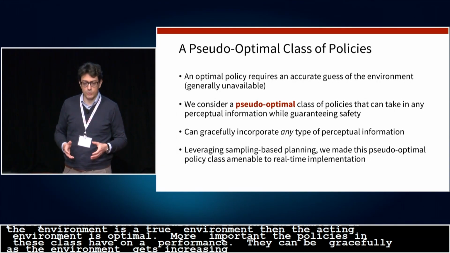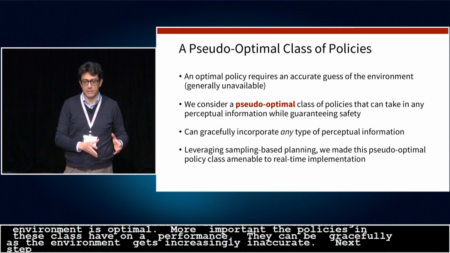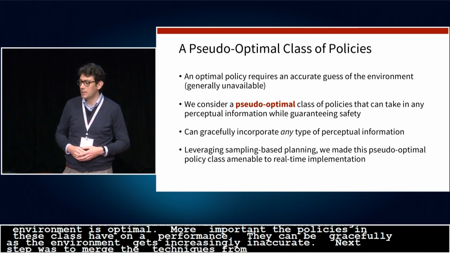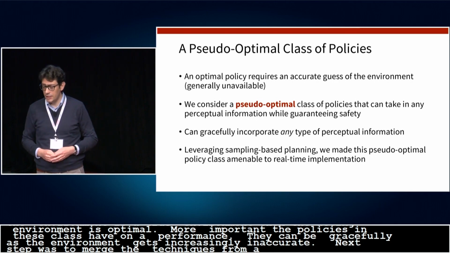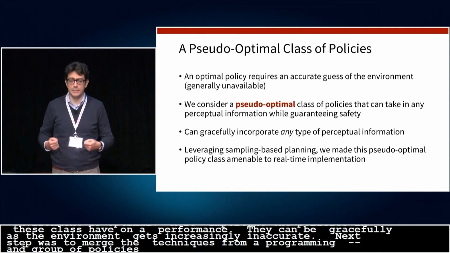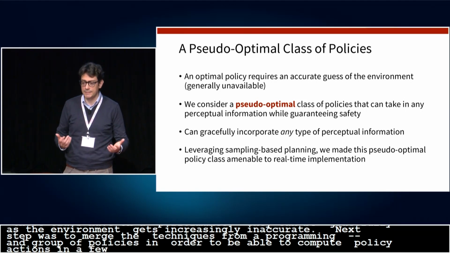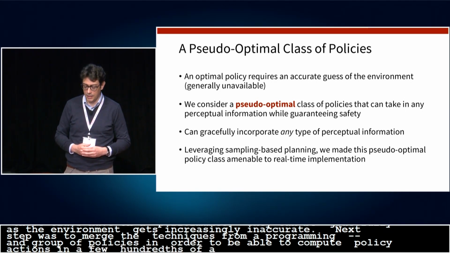Now, so far, we have not discussed the computational aspects. So our next step was to merge techniques from approximate dynamic programming and sampling-based motion planning to approximate the pseudo-optimal class of policies in order to be able to compute policy actions in a few hundreds of milliseconds for a representative set of kinodynamic systems.